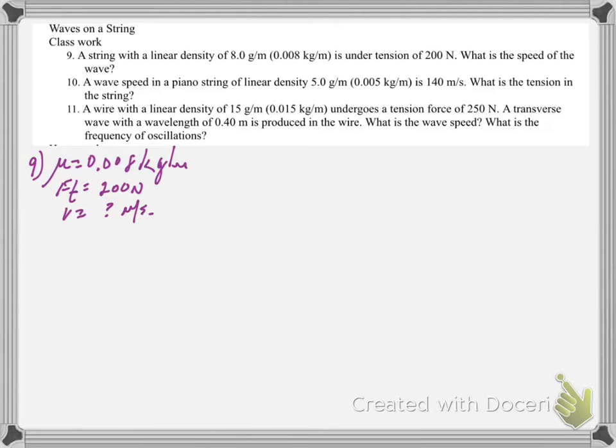Well, we have our equation that velocity equals the square root of tension over linear density. So it's just a matter of plugging in our numbers. 200 is the tension, and the linear density is 0.008. And our calculator tells us it's 158 meters per second.